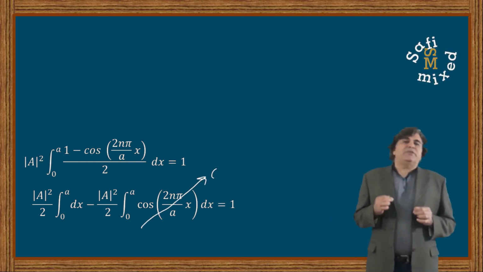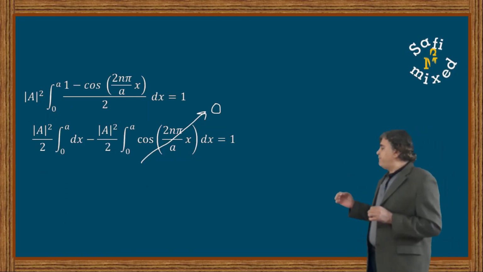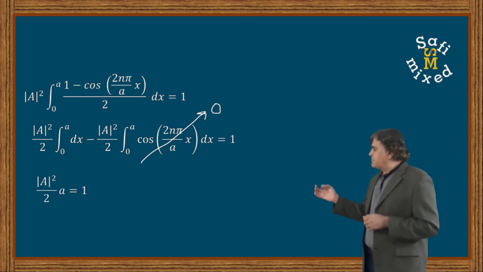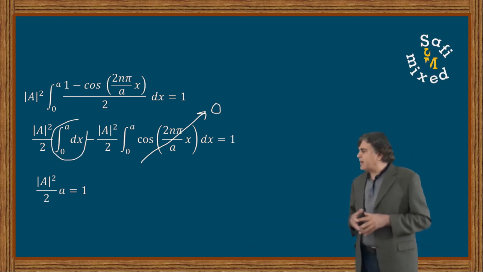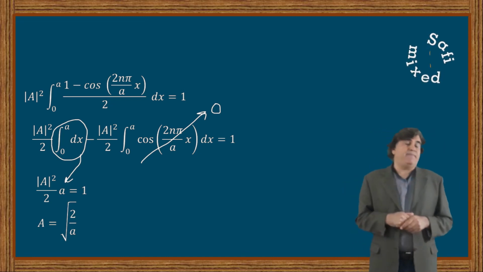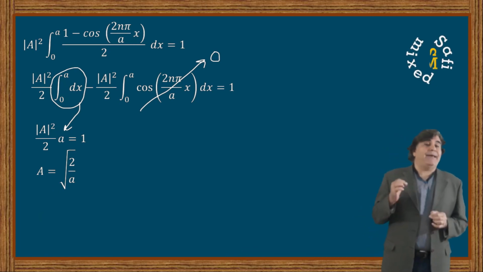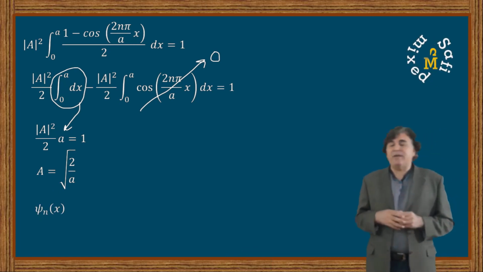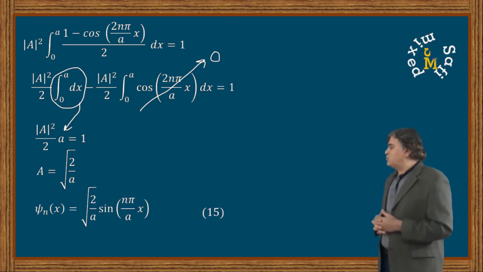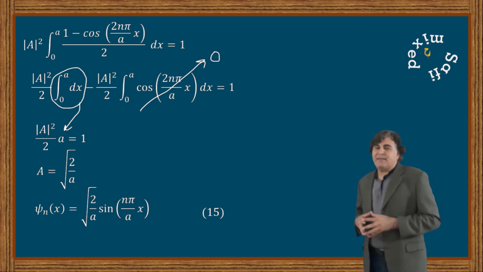It is straightforward to show that the second integral vanishes for the two choices of the limits on it, and the first integral reduces to modulus square of A divided by 2 times small a equals 1, and solving for capital A we get A equals square root of 2 divided by a. With this value of A, the final form of the wave function for a particle inside an infinite potential well becomes psi n of x equals square root of 2 divided by a times sine of n pi divided by a times x.